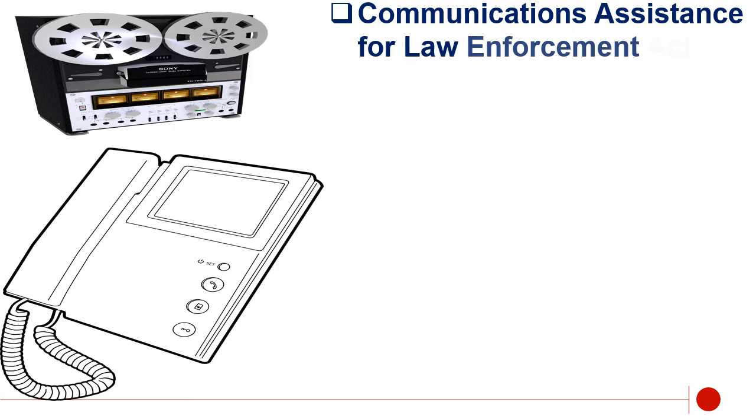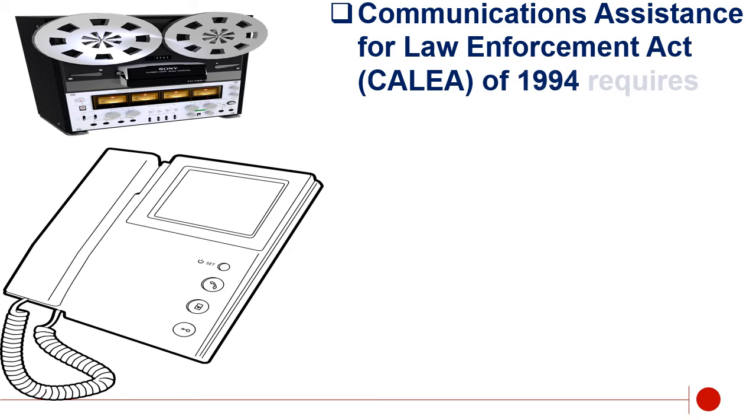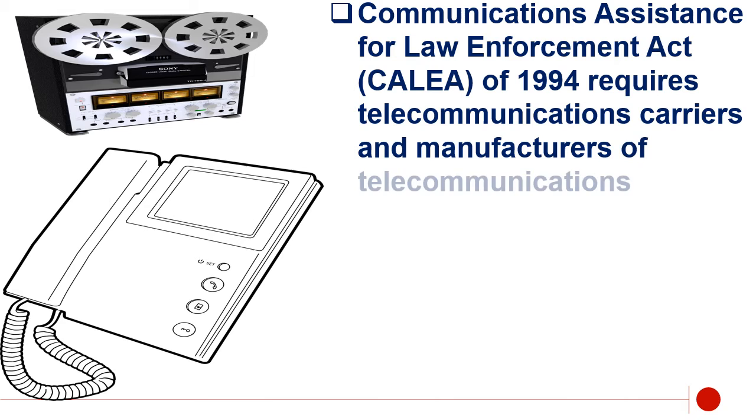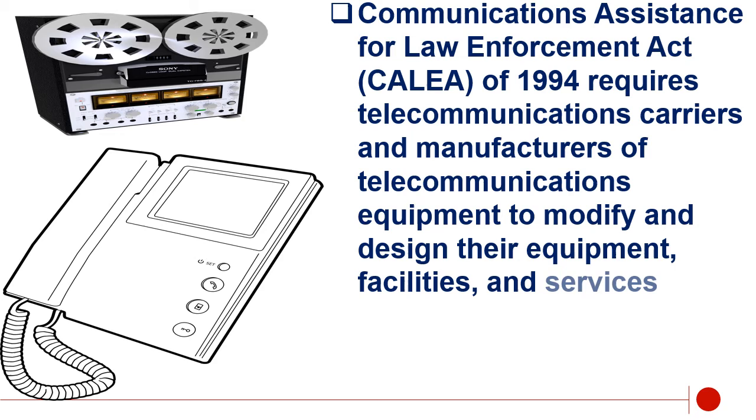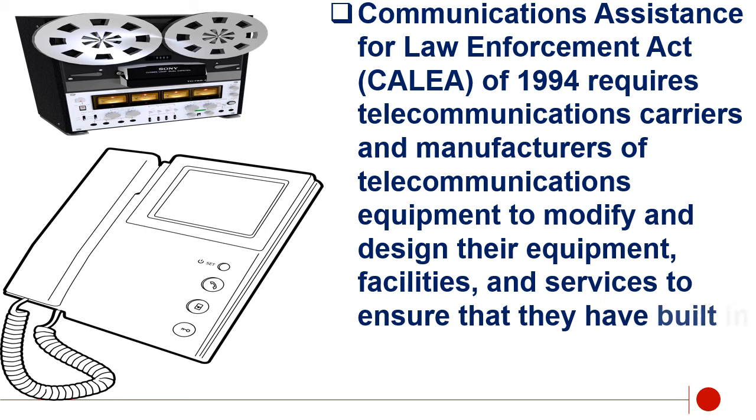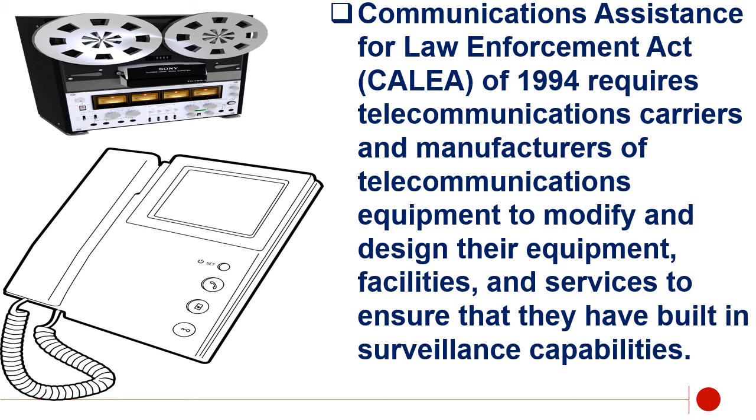Communications Assistance for Law Enforcement Act, CALEA, of 1994. CALEA affects law enforcement and intelligence agencies. It requires telecommunications carriers and manufacturers of telecommunications equipment to modify and design their equipment, facilities, and services to ensure that they have built-in surveillance capabilities. This allows federal agencies to monitor all telephone, broadband internet, and voice over IP, VoIP, traffic in real time.